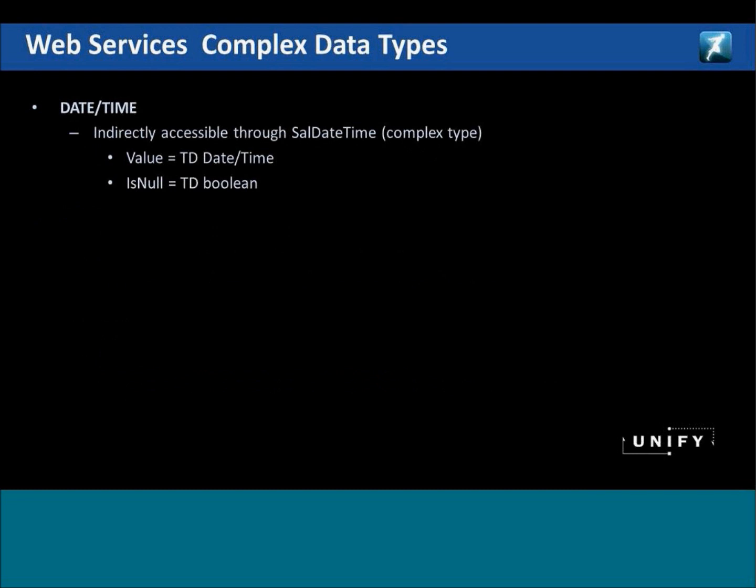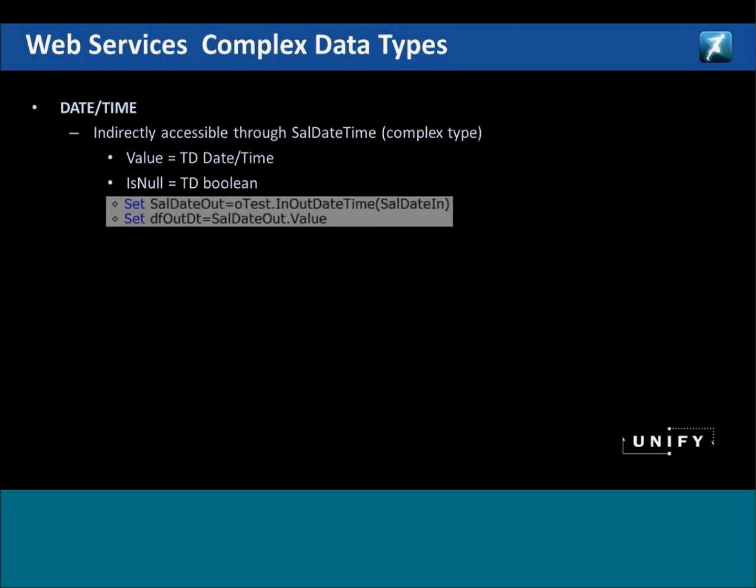Complex data types in TD are date times because they have additional null handling. So basically, as you already saw in that XML return from one of the web service operations, the number was a number value and it has a null Boolean value. And to handle those, you need to do something a bit different. You actually need to do things like call sal_date_out.value.